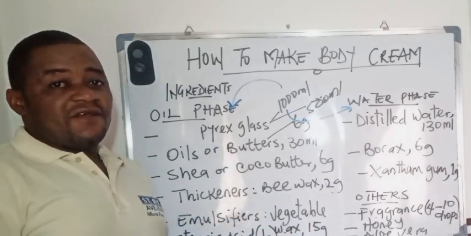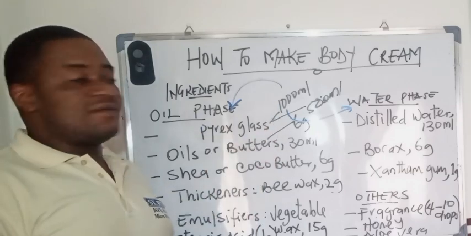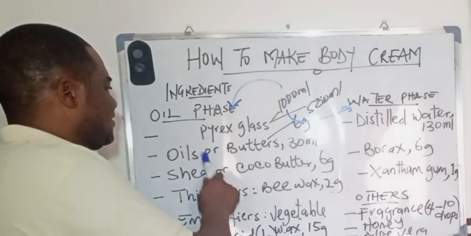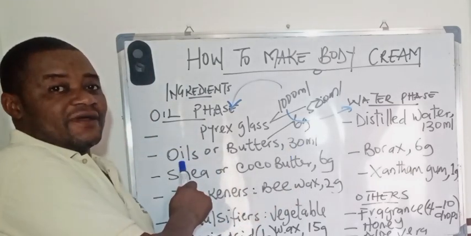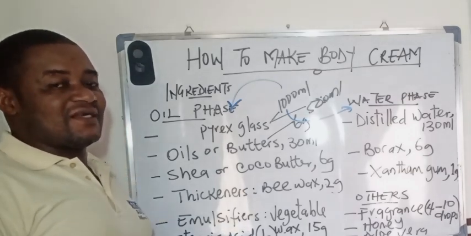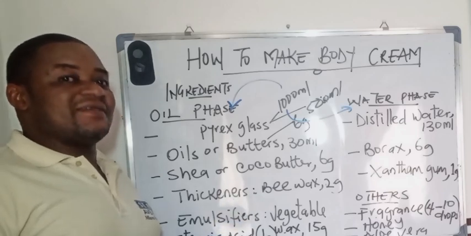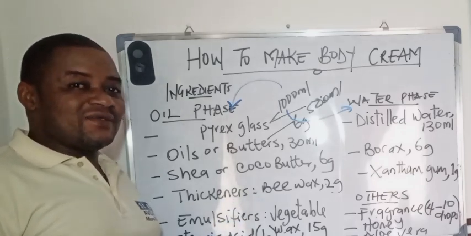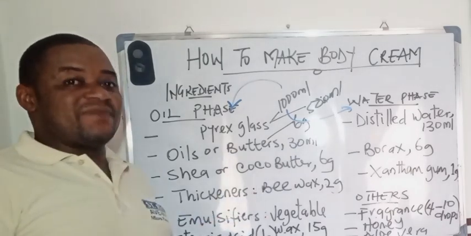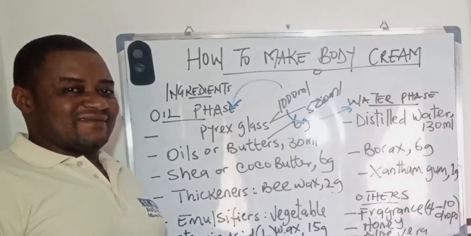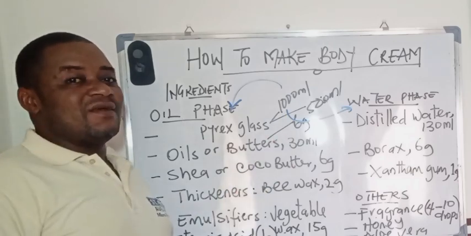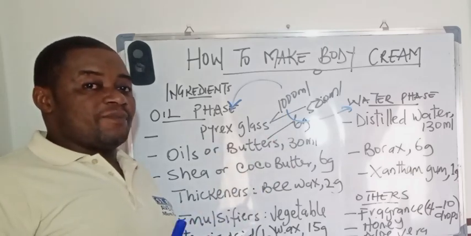Now, how do you go about it? Pick your container, the 1000 ml Pyrex glass or your stainless bowl. Put 30 ml of your oil. Either it is calendula oil, or borage seed oil, or almond oil. Any of the oils. Measure 30 ml if you are in the lab. If you are in the house and you want it in a larger quantity, you may need more than just 30 ml of your oil. So you measure 30 ml of your oil, put it into the 1000 ml Pyrex glass or your stainless bowl.